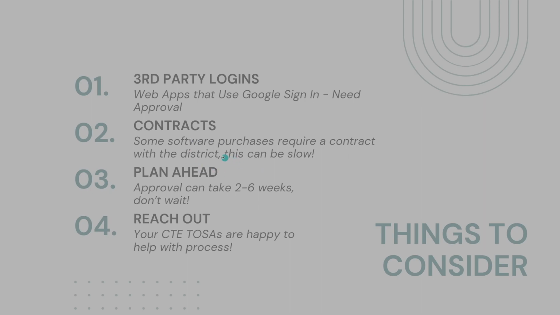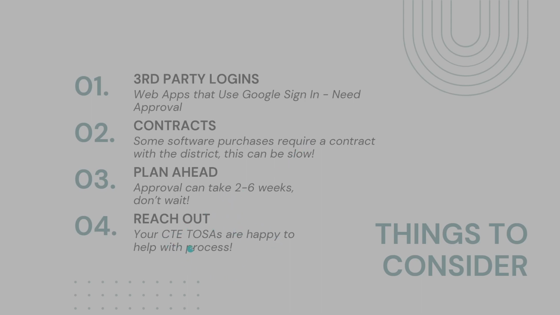Some software requires a contract with a district, and this can be slow. So, on the plan ahead thing, approval can take 2 to 6 weeks. Don't wait. Get it in early. Get it in often, especially if you're going to use a lot of different kinds of software. For instance, certain software has very strict licensing, or they might have privacy statements that they need to modify to work with the district. So sometimes we need to set up contracts, and that's a whole other process that usually involves district people. That just adds time, so be ready for that.